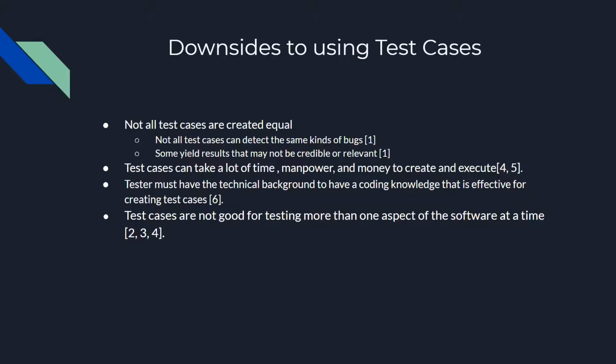And finally, test cases are not good for testing more than one aspect of the software at a time. You might think it would be more efficient to write one test that could check for multiple things, but if you write a test like that and something fails, you're not going to know where in that process it failed. So this just adds to the time and complexity of writing tests because you need to create one specific test for each very specific use case.